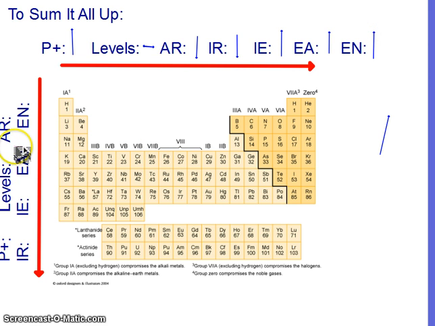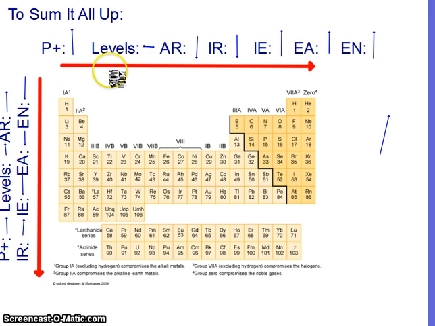As you go down the table, the number of protons goes up, but the number of levels also goes up, and that's really what controls the trend here. So the atomic radius goes up. The ionic radius goes up. The ionization energy goes down. It becomes much easier to remove an electron. The electron affinity goes down, and the electronegativity goes down.